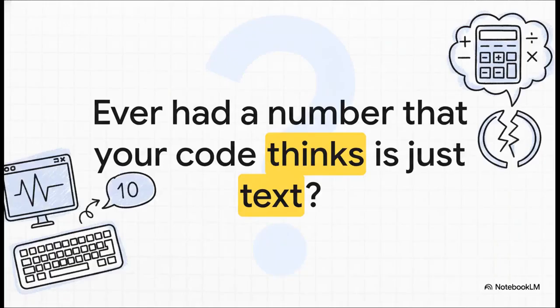You've definitely been there, right? You get some input from a user, say the number 10, but your program sees it as just text, the characters 1 and 0. So you try to add something to it, and boom, error. It's a super common problem, but the good news is the fix is actually pretty simple.